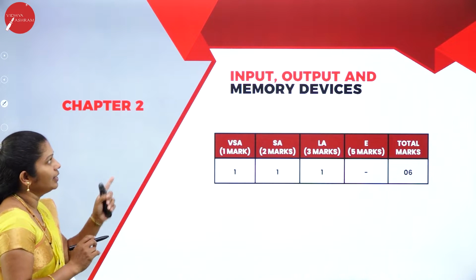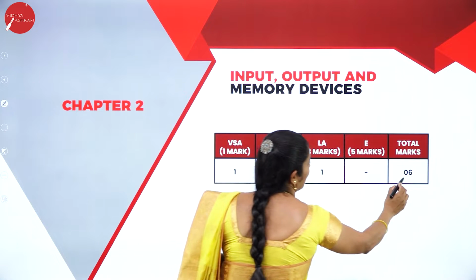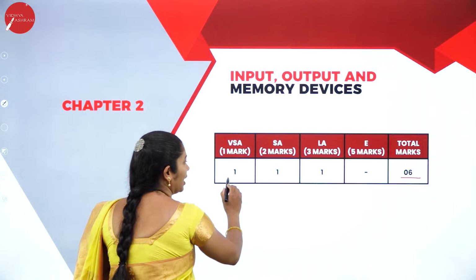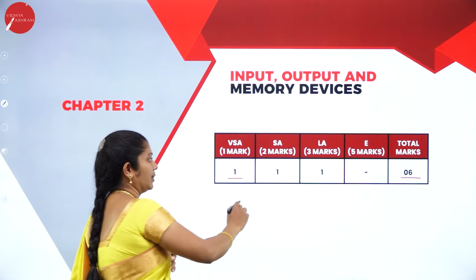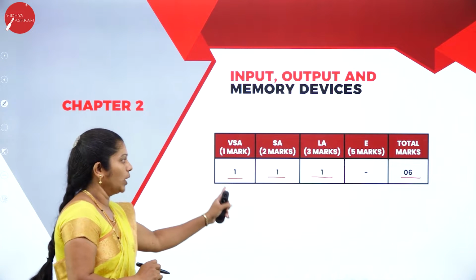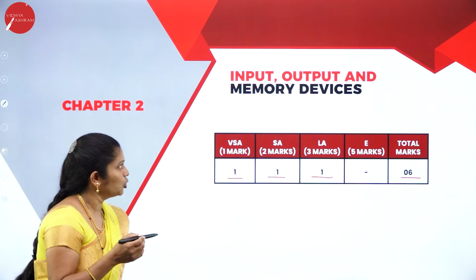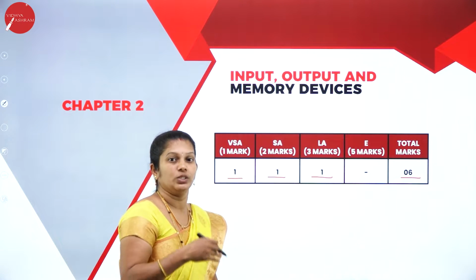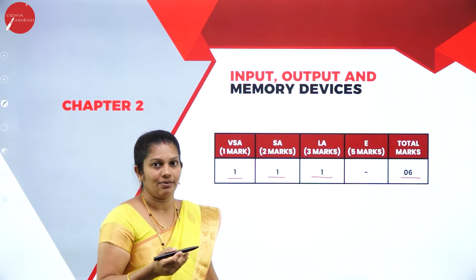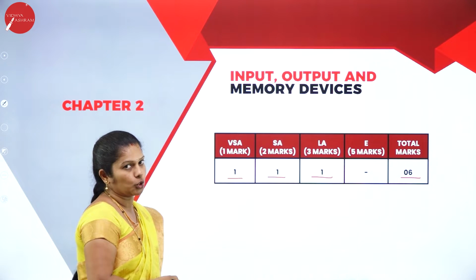In the second chapter, that is input-output memory devices, the total weightage of this chapter is once again 6 marks in the annual exam. There also, in part A, they will ask 1 question for 1 mark. Then in part B, 1 question, as well as in part C, 1 question: 1 mark, 2 marks, here 3 marks. Totally 6 marks weightage. In this you will get questions like what do you mean by input devices, which are the input devices, how exactly they work, and which are the secondary storage devices like hard disk and floppy disk, that is, regarding memory. All those types of questions you will get.